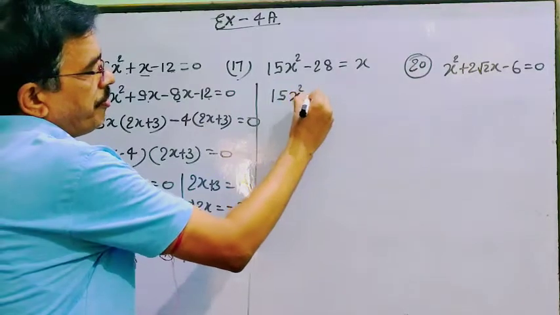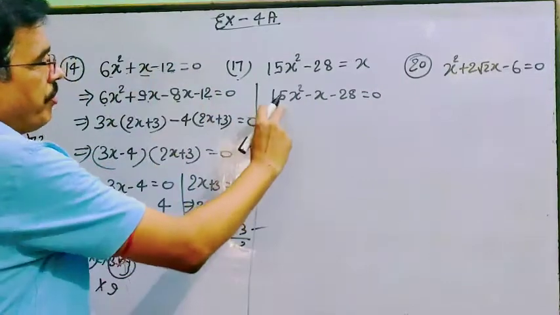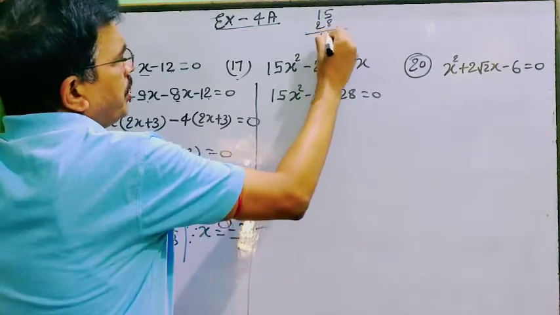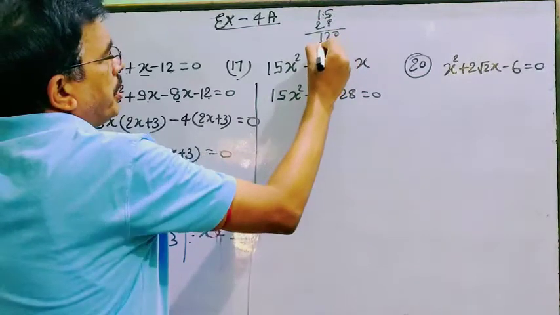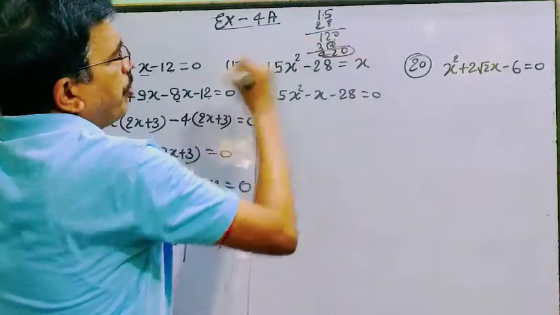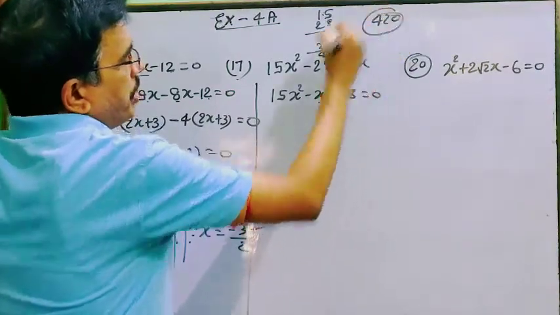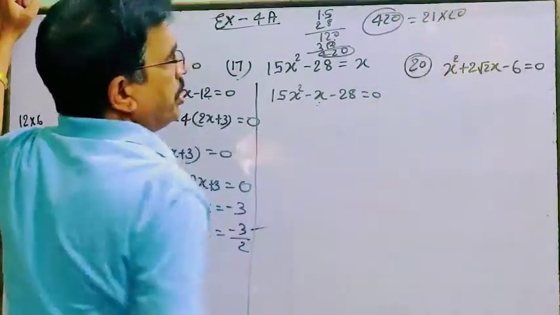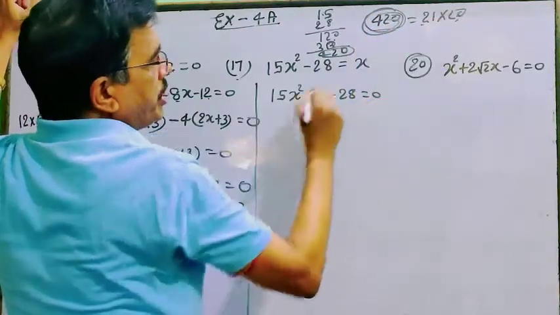15x square minus x minus 28 is equal to 0. First find what is 15 into 28. That is 420. And you need 1. You require 420 after multiplication, and after subtraction you get 1, and that is 21 into 20. When you multiply 21 into 20, you get 420, and when you subtract, you get 1.